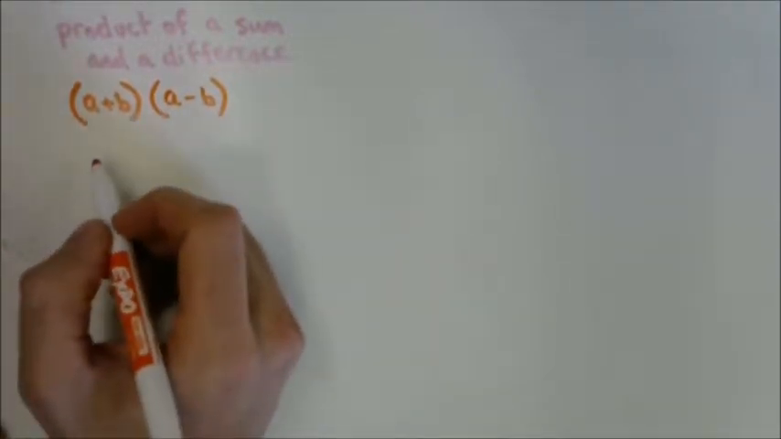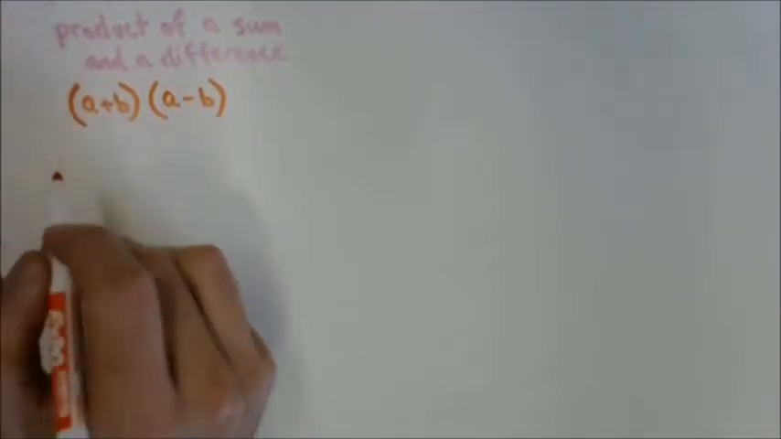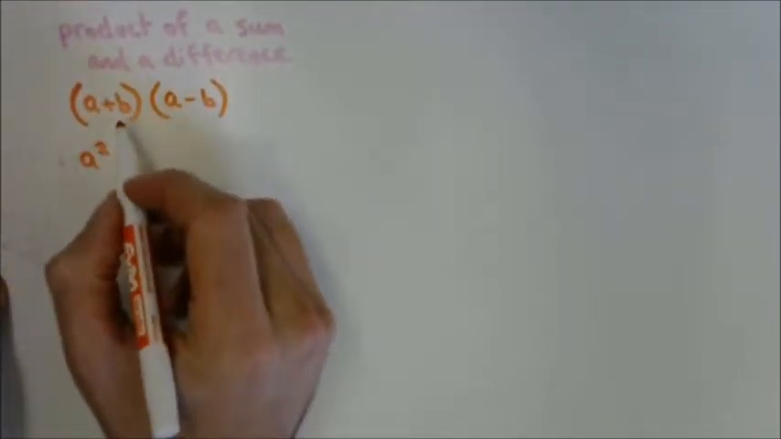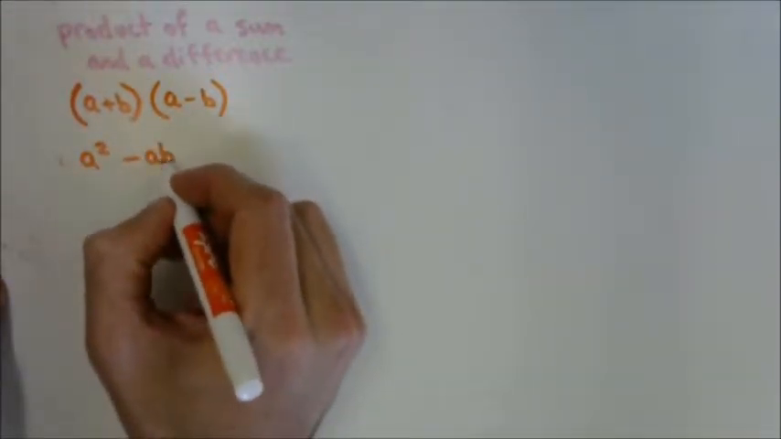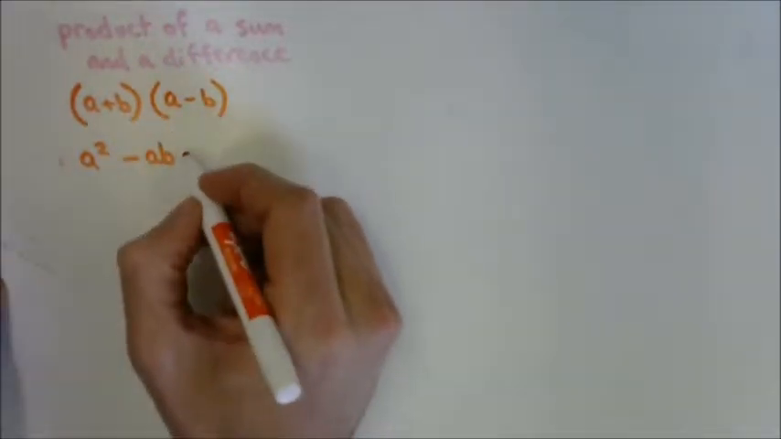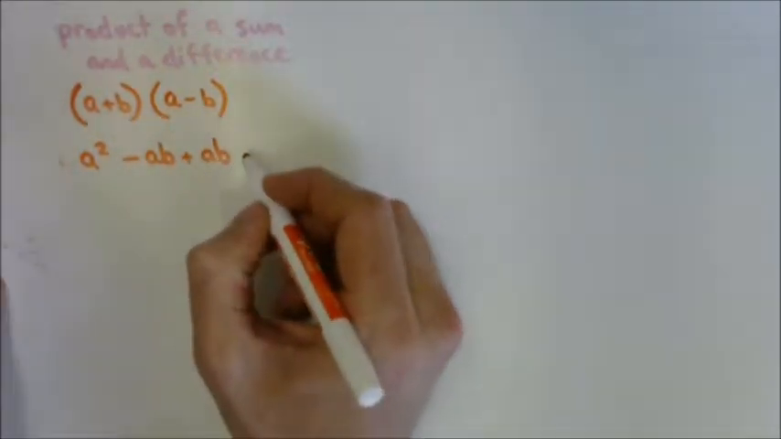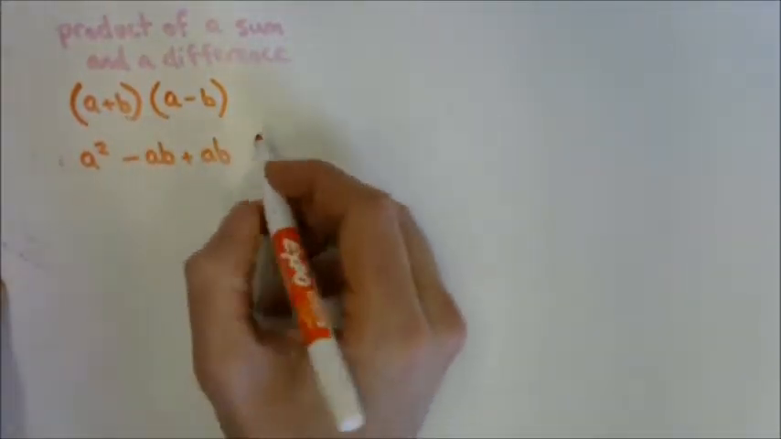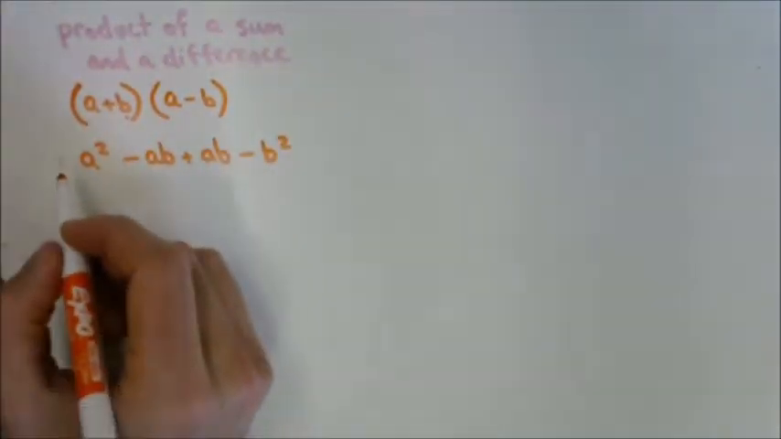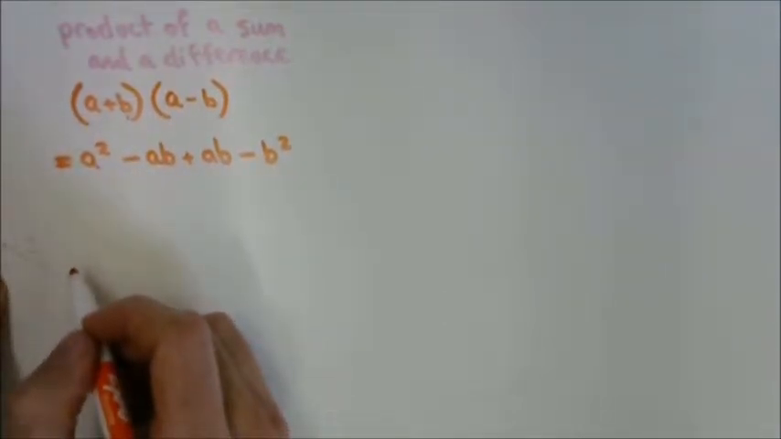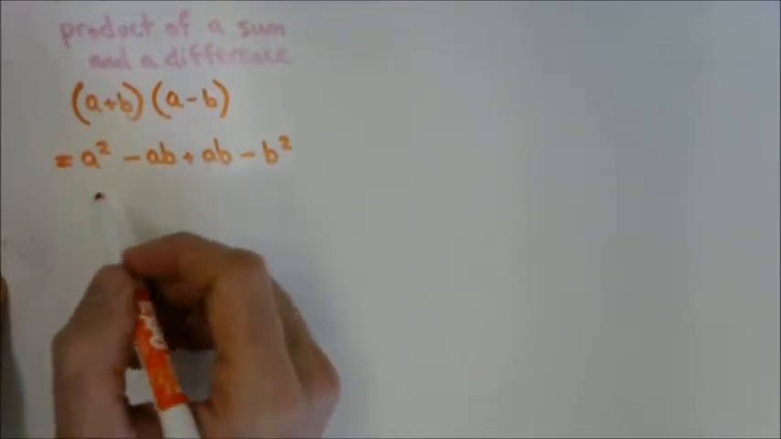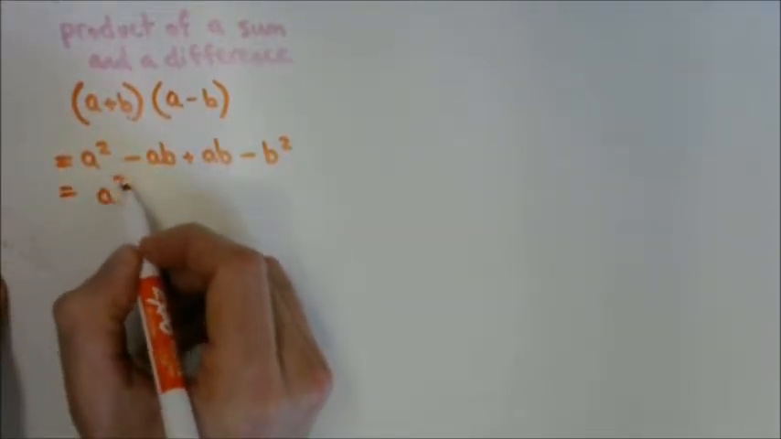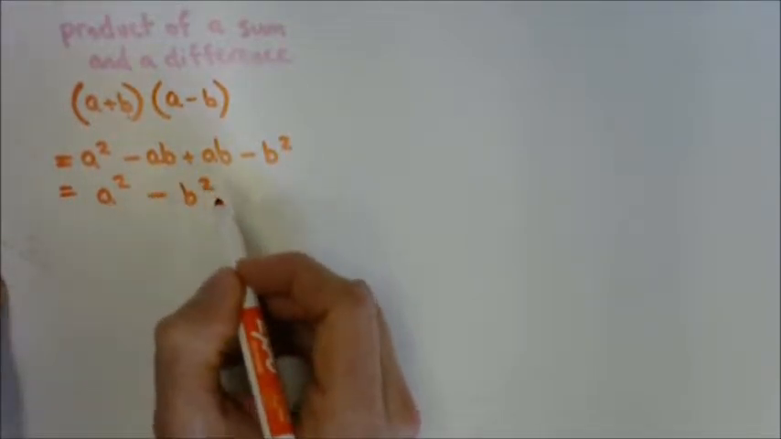Somebody help me FOIL this. Somebody help me multiply this out. First times first, a squared. Outside times outside, minus AB. Inside times inside, plus AB, or BA, doesn't matter. And last times last, negative B squared. Now what can I do here? You can cancel out the ABs. Yeah, this is just minus AB plus AB, you just cancel it out. So you've got A squared minus B squared.